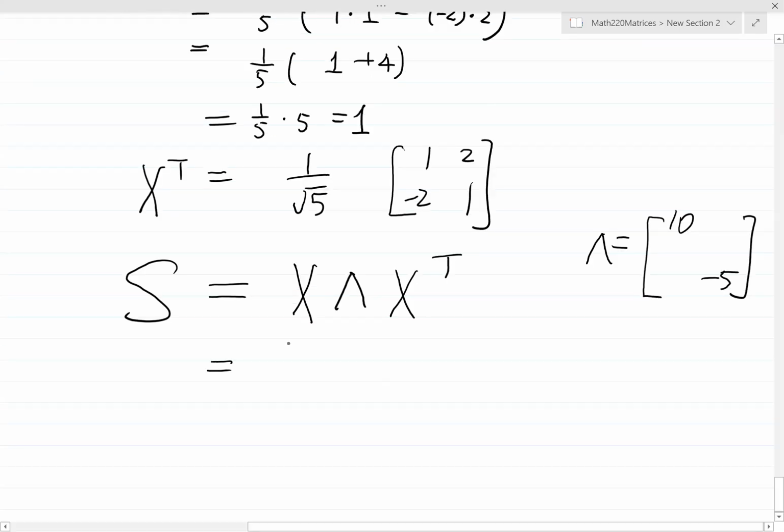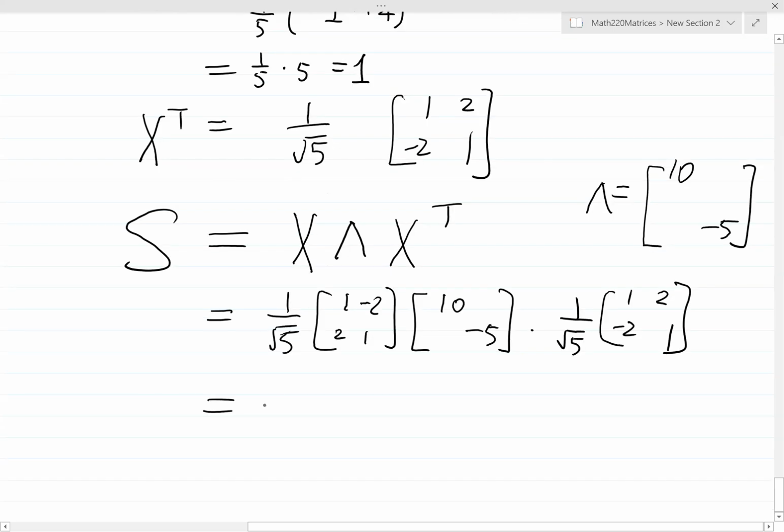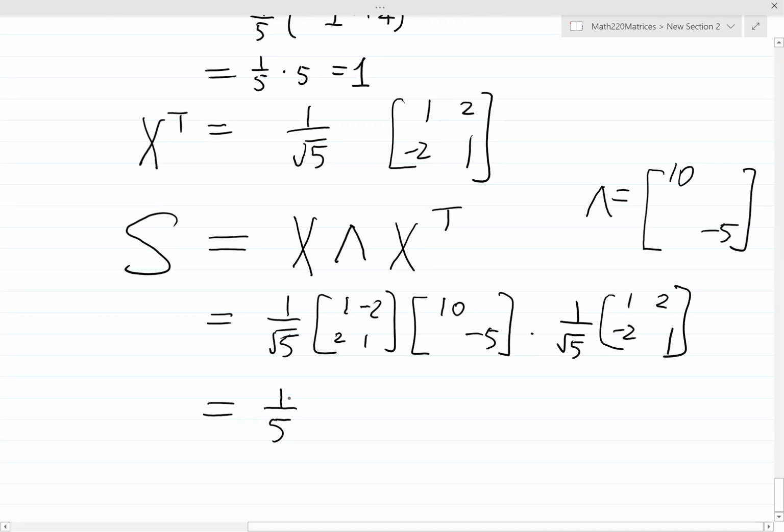So X is 1 over root 5 times the matrix negative 2, 2, 1. This gamma is 10, negative 5. And X transpose is 1 over root 5 times 1, negative 2, 2. Check this. So 1 over root 5 times 1 over root 5, then we get 1 over 5. And then what do we get for the first product of the matrix? First row times first column. 1 times 10, negative 2 times 0. So we get a 10 here.